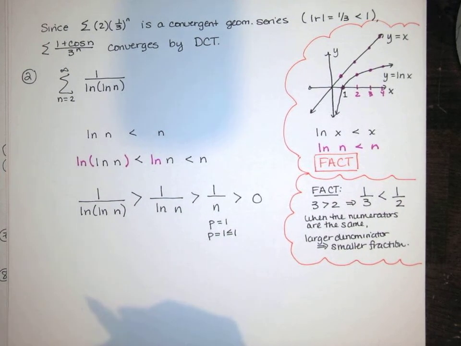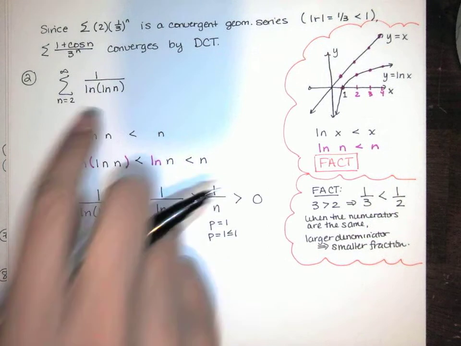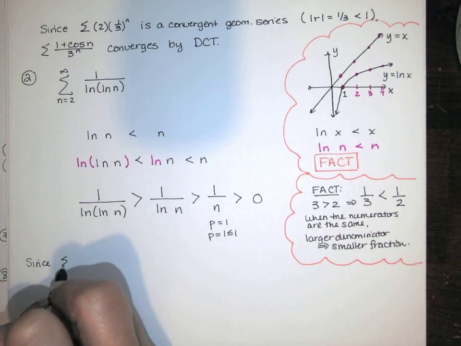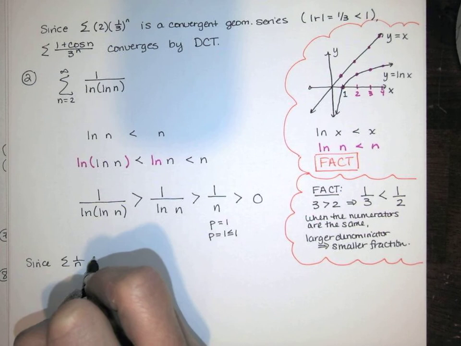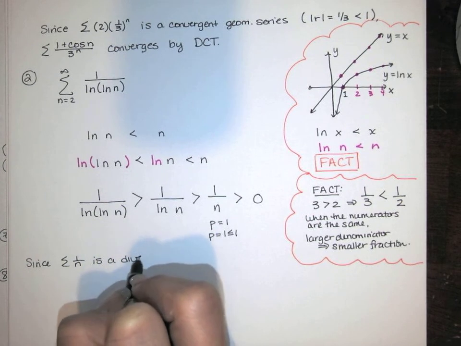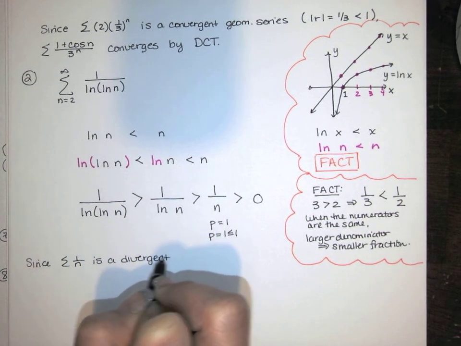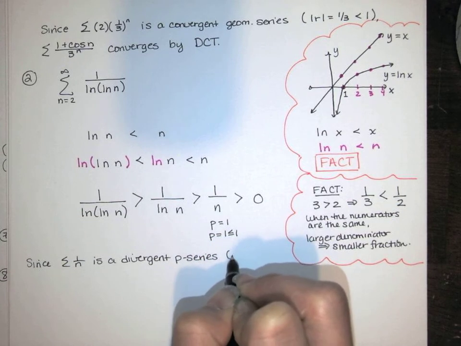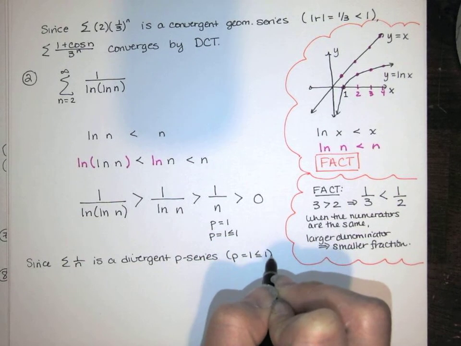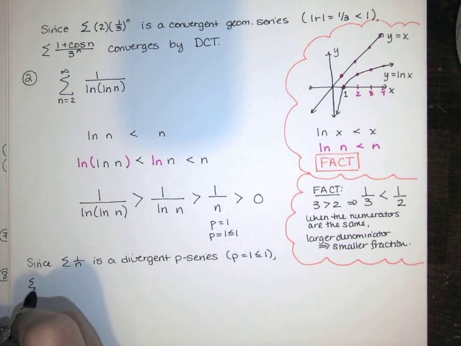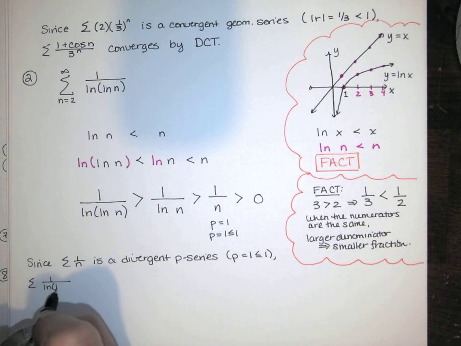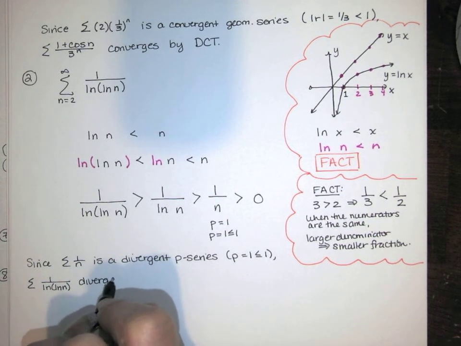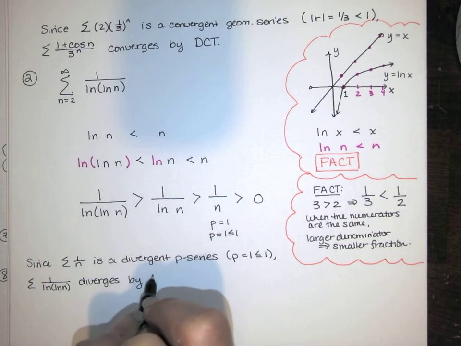So let's use the direct comparison test to state our conclusion for this guy. We'll say: since this series is a divergent p-series, p equals 1, which is less than or equal to 1, this series diverges to infinity as well by the direct comparison test.